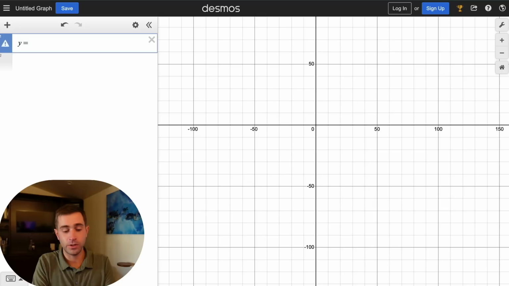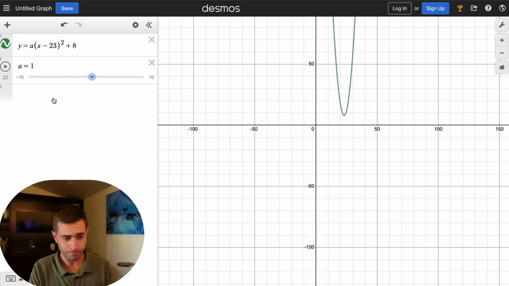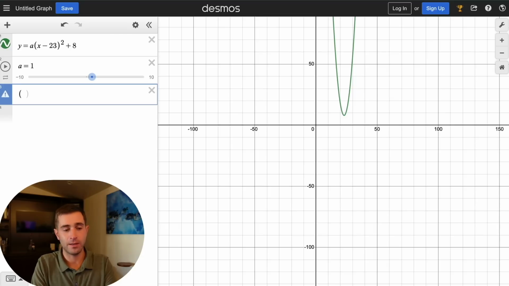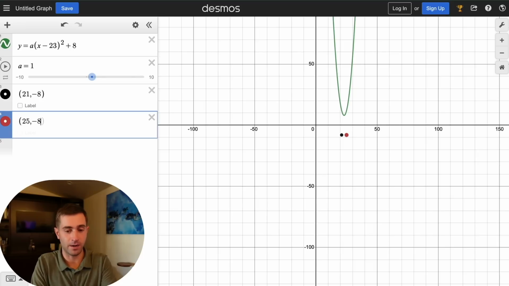But if we do that, we can write y equals a times (x minus 23) squared plus 8, and we're going to click this add slider button. Now, what we also knew is we had those 2 points of (21, negative 8) and that other point of (25, negative 8).